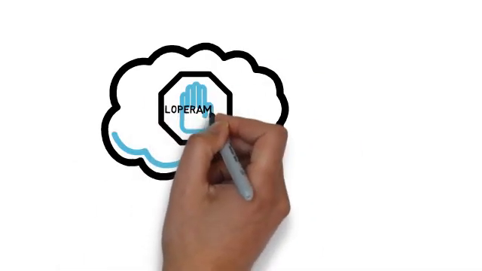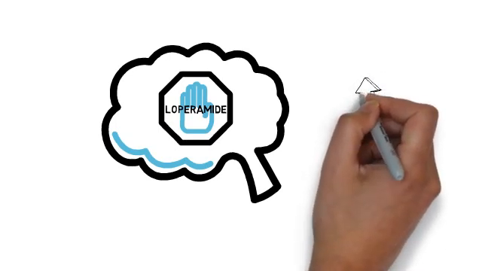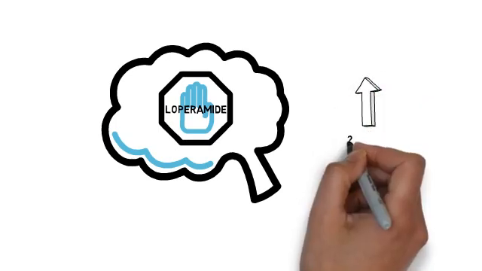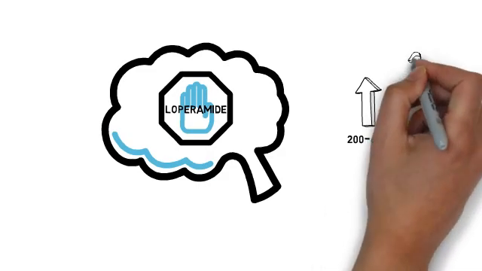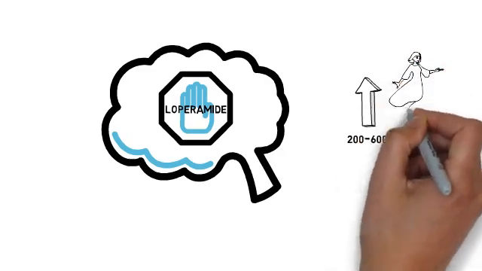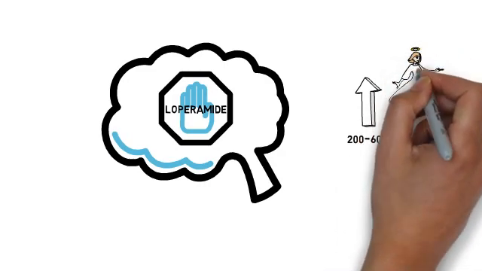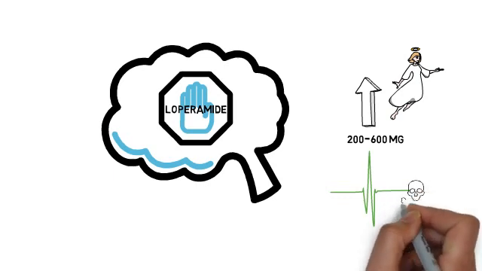However, at extraordinarily high doses, it can flood the blood-brain barrier to enter the central nervous system and produces mild euphoria. By taking 200 to 600 milligrams of the drug instead of the recommended 8 milligrams, they can achieve a euphoric effect. Such high doses come at a cost and are associated with extreme constipation as well as cardiovascular toxicity, including irregular heartbeats leading to fatalities.